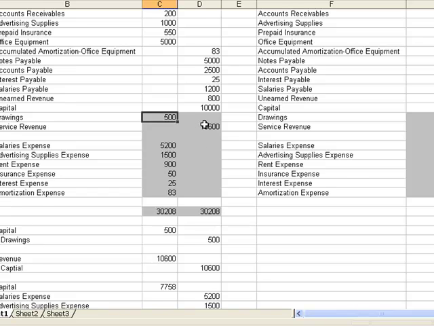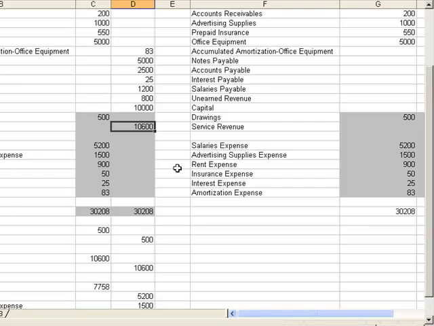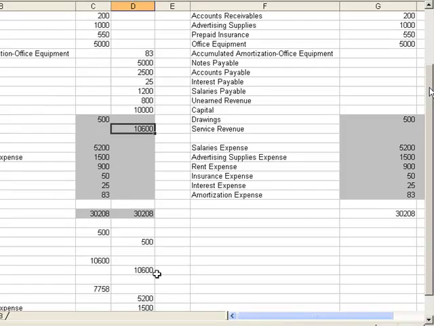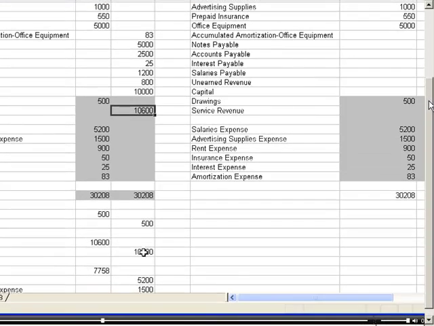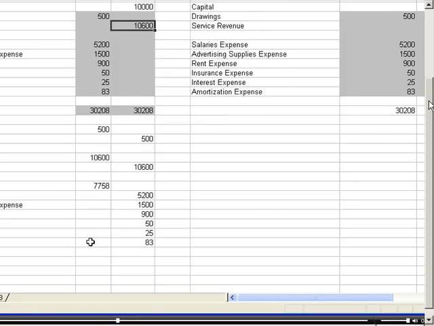Next in line is revenue. So here we have $10,600 in revenue. We need to bring that to zero, and the only way to do that is we take this credit and we debit it, and we credit capital. So we do the opposite. We need to get rid of the credit, so we need to debit it. So we're doing the opposite to each account in order to bring it to zero, which makes sense.